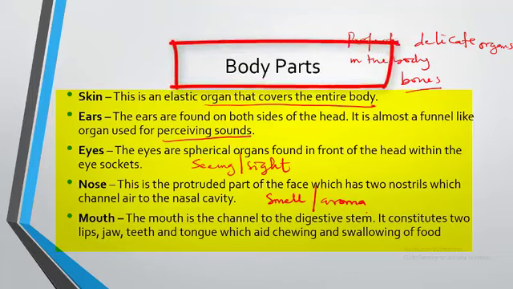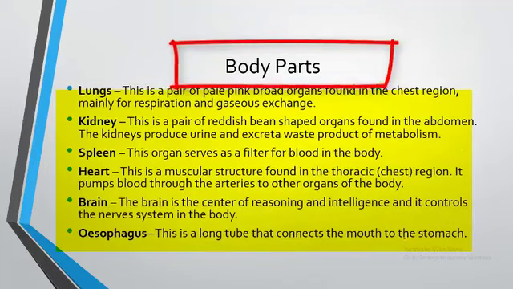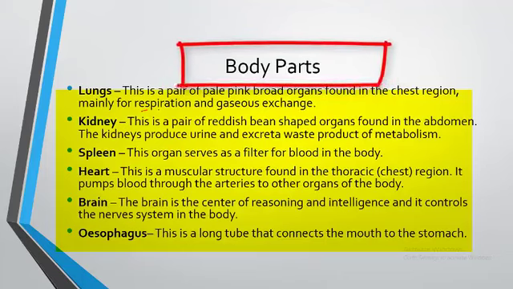Then we have your mouth. Your mouth contains your teeth, your tongue. So we can say that basically chewing and swallowing of food happens where? In your mouth, where you have to manipulate food substances. Then we have your lungs. Your lungs are used for respiration majorly and gaseous exchange, and you have two lungs, one to the left and one to the right.